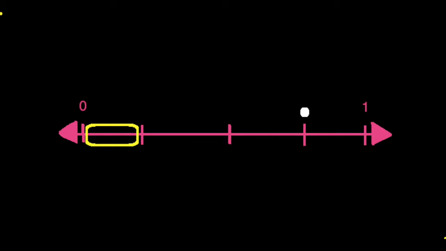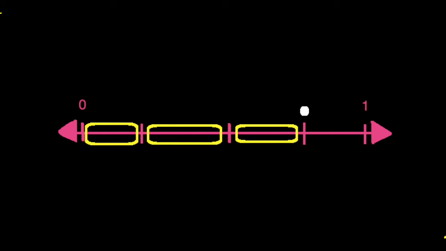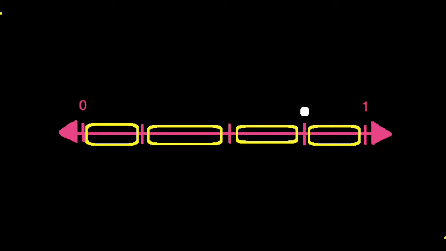When we look at this one, I want you to first think about counting the spaces between 0 and 1. Let's count these ones together. 1, 2, 3, 4. There are 4 spaces between 0 and 1. That means that 4 is your denominator.